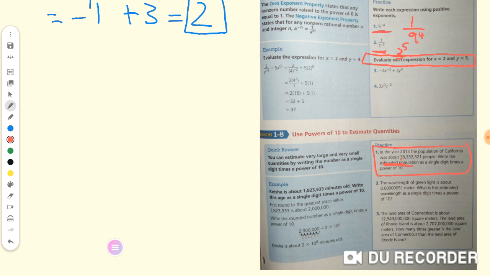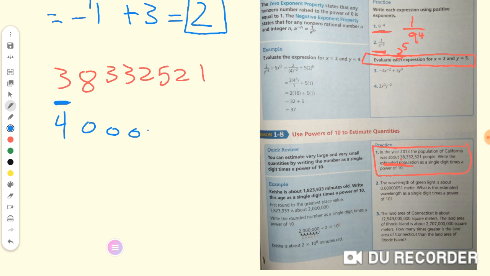So the number here is 3, 8, 3, 3, 2, 5, 2, 1. I need to round the number to the nearest 10 million. Actually, we look at the 8. 8 is a big number, so it can add to the 3. So I can write it as 4, and the rest of the digits are 0, 1, 2, 3, 4, 5, 6, 7.